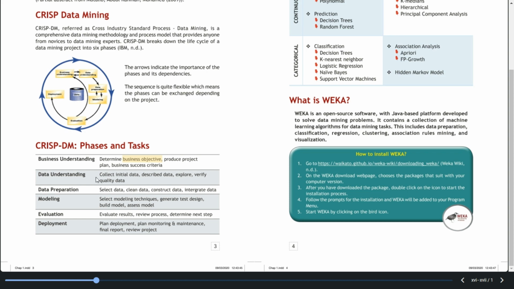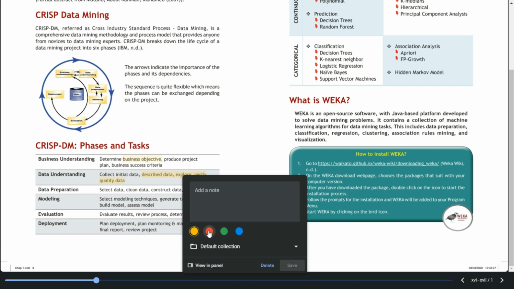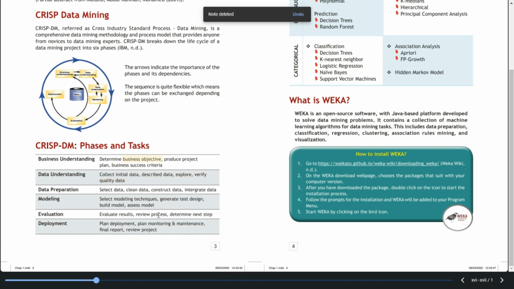Then data understanding, kebanyakannya awak dah dapat initial data kan. Awak kena describe the data, explore, verify the quality of data. So explore ini adalah part of the descriptive analytics. Dan baru you select data. You tak buat terus select data yang mana. Tak semestinya semua data yang awak ada akan guna untuk buat you punya prediction, buat you punya data mining project. Tidak.